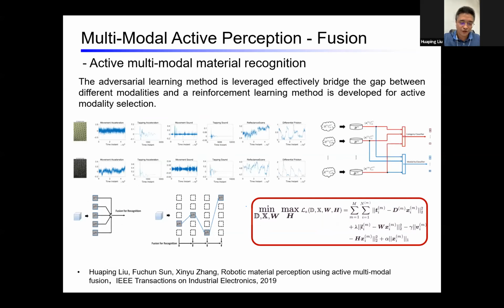Now let's look further into the material perception problem. It is an extremely important but challenging problem for robots. The main difficulties come from the fact that the material properties are difficult to be comprehensively evaluated by single visual, auditory, or tactile modality. In this work, a new active fusion framework for the multimodal material recognition is proposed.